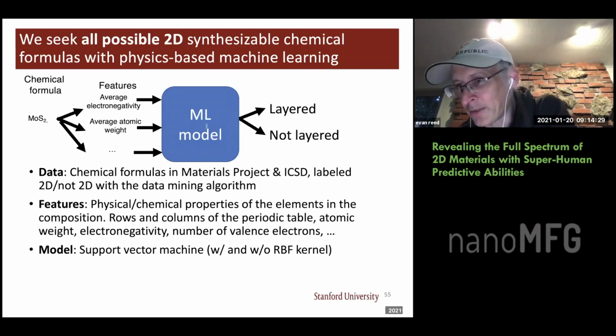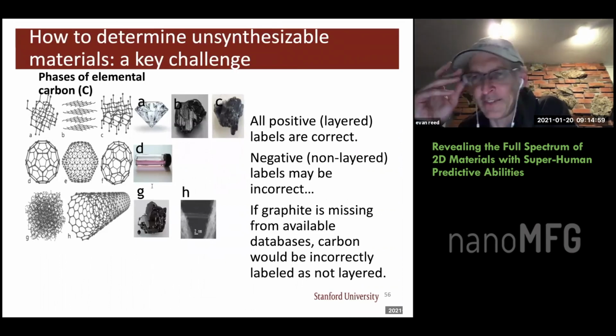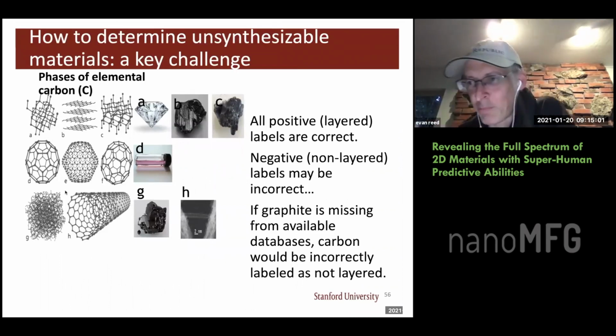And to train this model, we have our examples of things that are layered, and we also need to come up with examples of materials that are not layered or not synthesizable. And that turns out to be the tricky piece. So unfortunately, there's no database of stuff that is not synthesizable. Nobody's bothered to put that one together. And so we have to kind of use our intuition and figure out how we should piece these negative examples together.